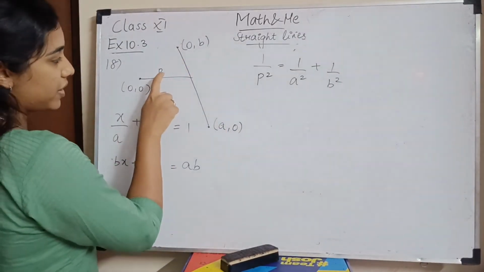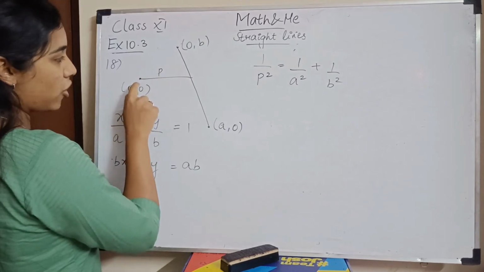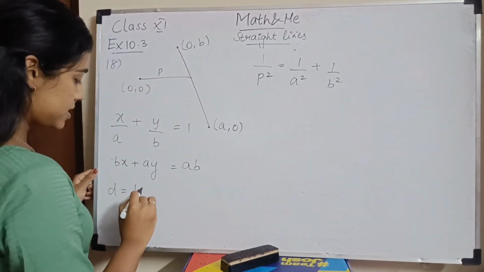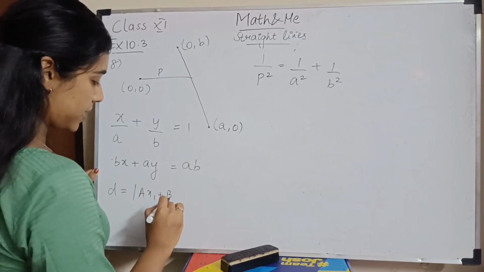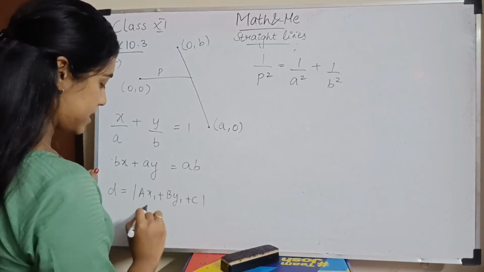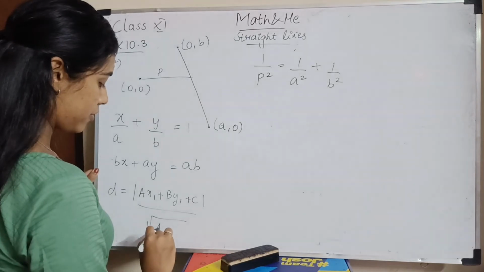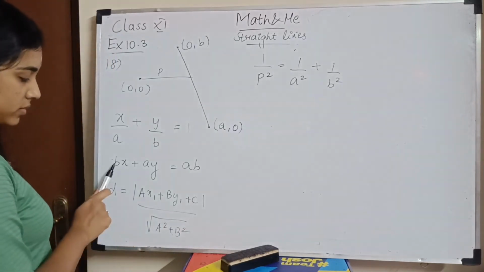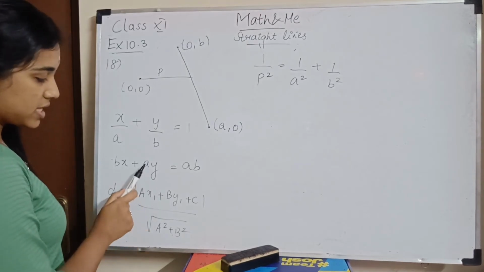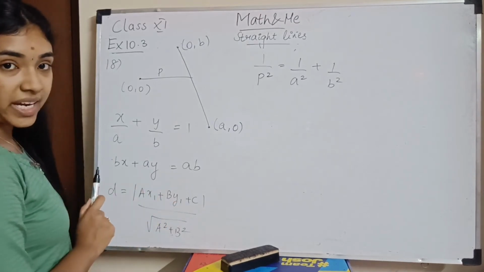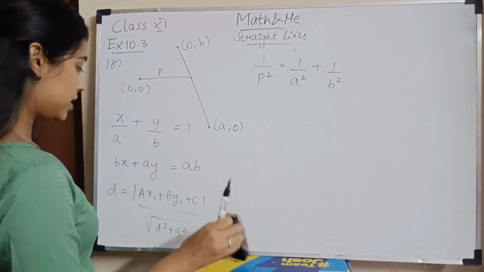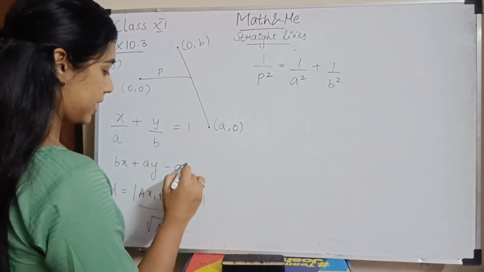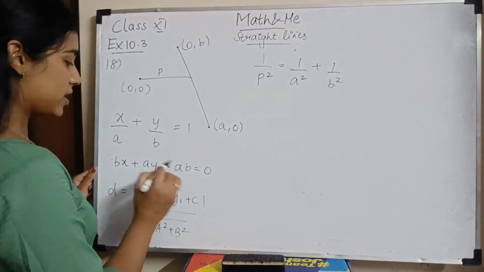So they have given the distance from the origin to the line. So we can use the distance formula. So d equals the absolute value of ax1 plus by1 plus c divided by root of a square plus b square. So what is your a? It is small b. What is your b? Small a. C is minus ab. Okay? This has to be on the other side. So let me write that: bx plus ay minus ab equals 0. So this is c.